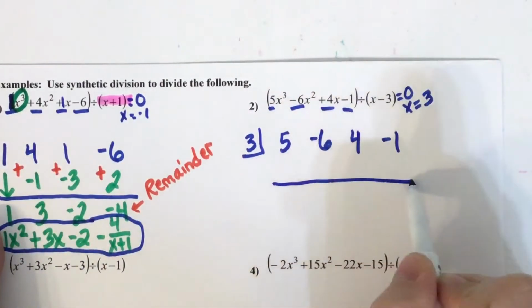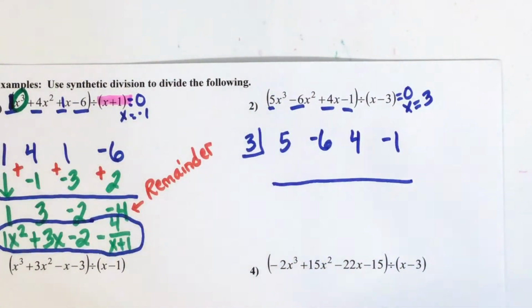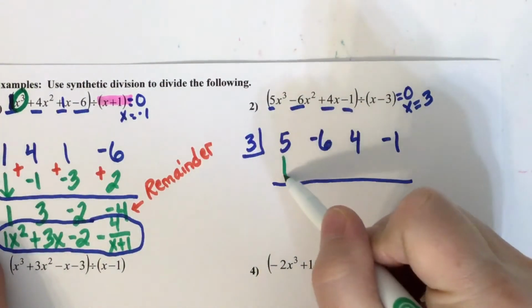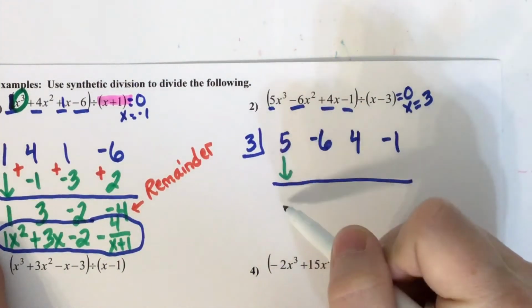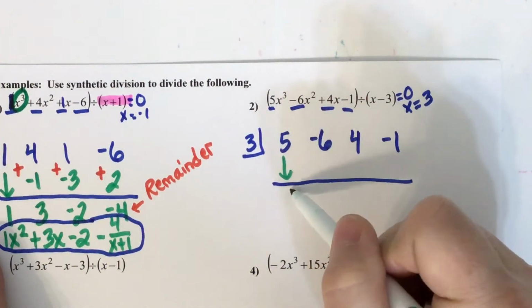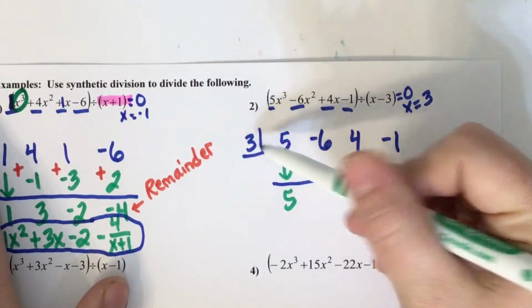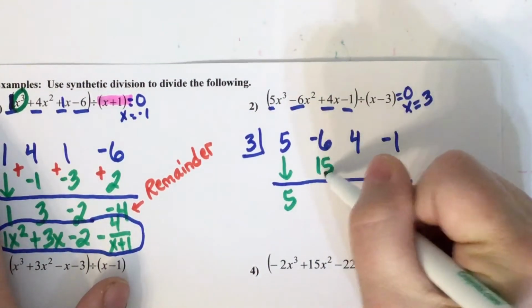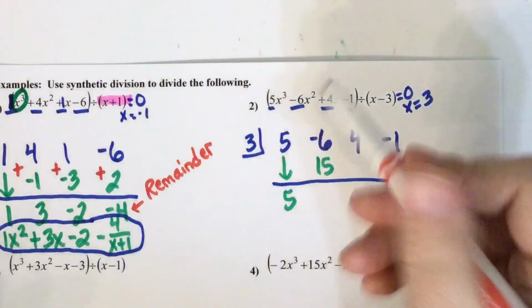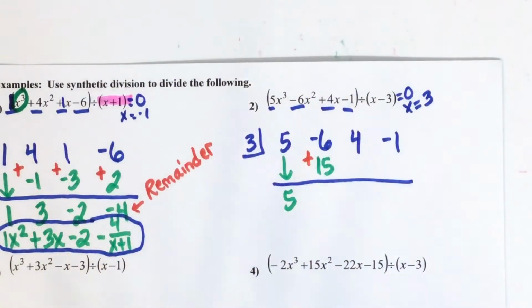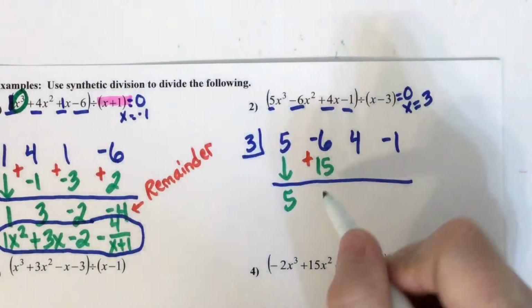Okay, draw your line. So we bring down this first number. Whatever this first number is, bring it down. And then we multiply, add, until we're done. So 5 times 3 is 15. And then you add. So negative 6 plus 15 is 9.